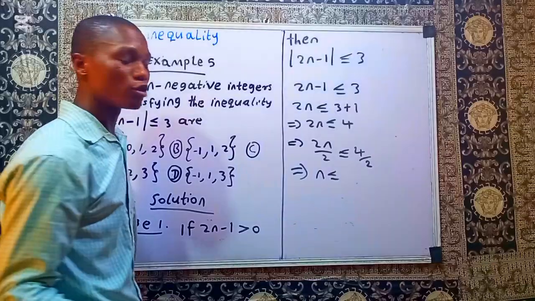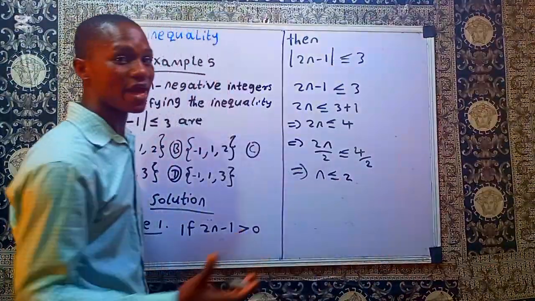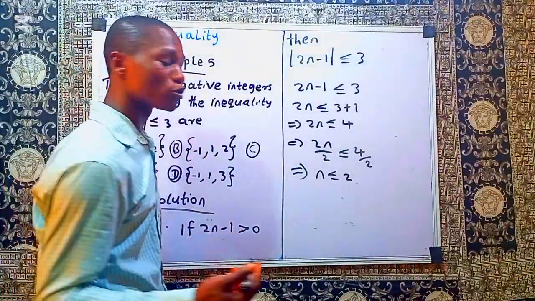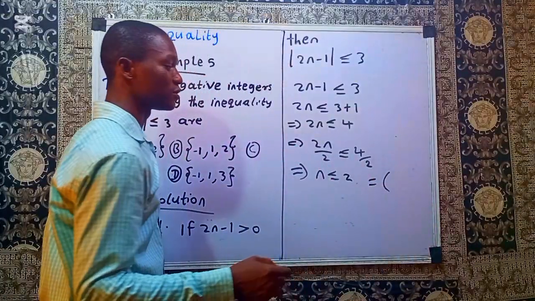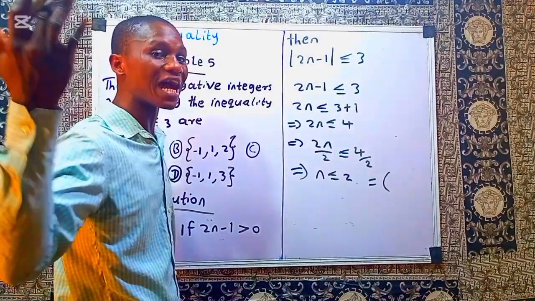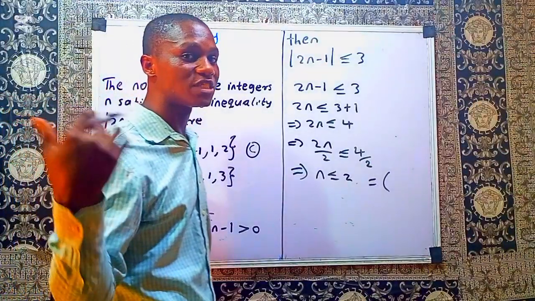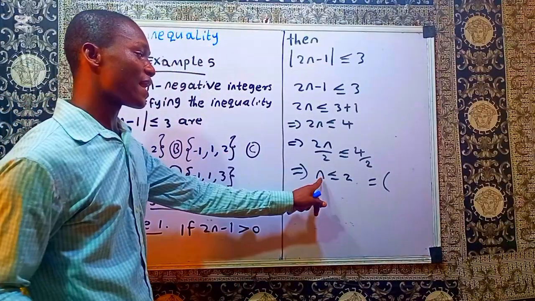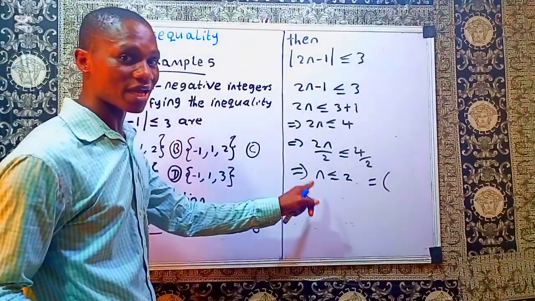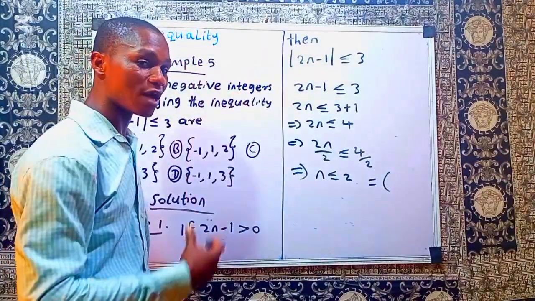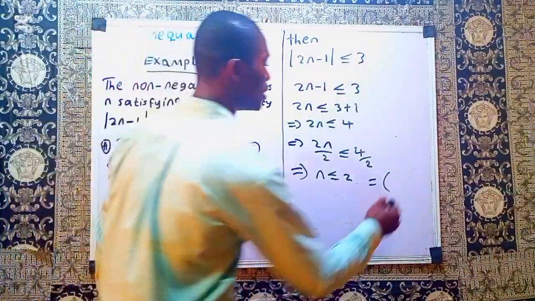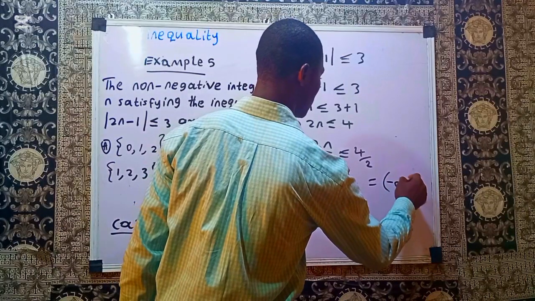So this simply implies 2n divided by 2, I'm going to have n less than or equal to 4 divided by 2, I'm going to have 2. I'm going to have that n are all numbers less than or equal to 2. That's numbers starting from 2 down to negative infinity, because they say that n is less than or equal to 2. That's what we arrive at now. N is less than or equal to 2, which means all numbers starting from 2 down to negative infinity.